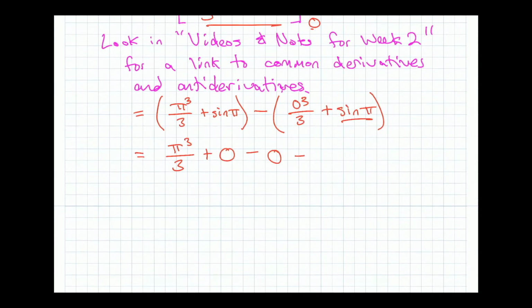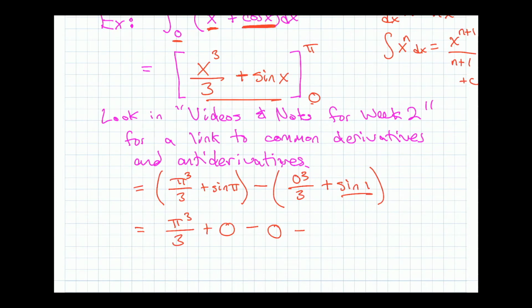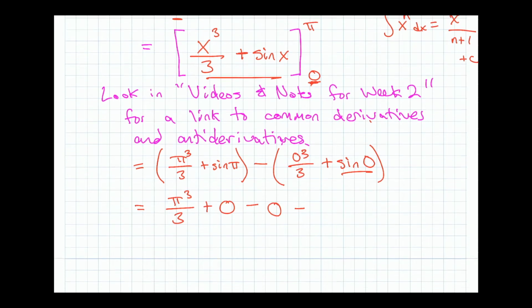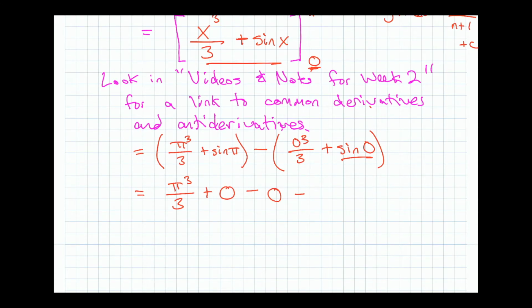Whoa. Why is it sine pi? That's wrong. We're supposed to be plugging in 0 into that function. Should be sine 0. Okay. Sorry about that. So 0 cubed over 3 is 0. And then minus sine 0. And sine 0 is also 0. So when you work it all out, third time's the charm. You get pi over 3.